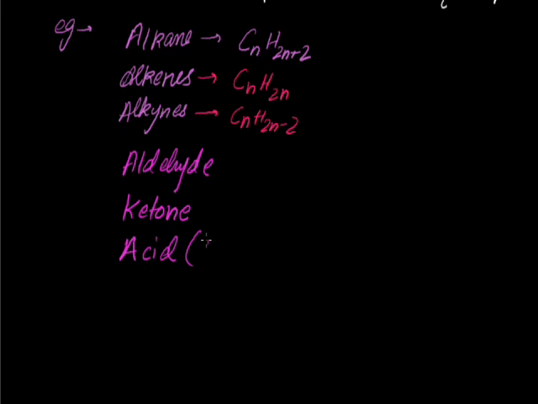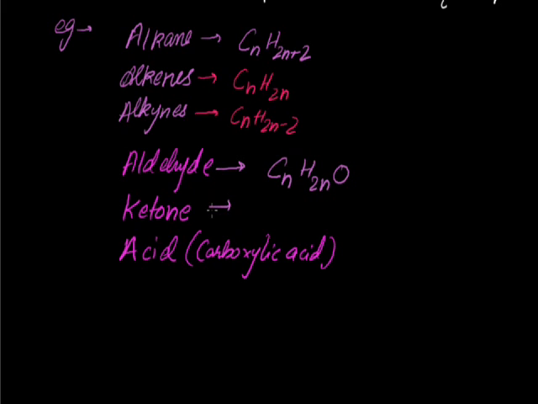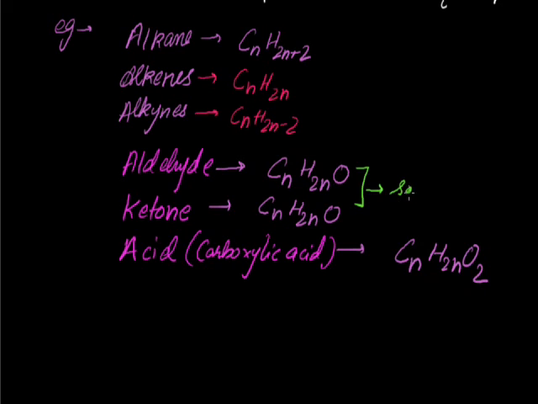Here it is carboxylic acid. General formula of aldehyde is CnH2nO, and now for ketone is CnH2nO again. General formula of carboxylic acid here is CnH2nO2. The one thing to note out here is that general formula of aldehyde and ketone are same, but yet these two compounds are very different in their properties.